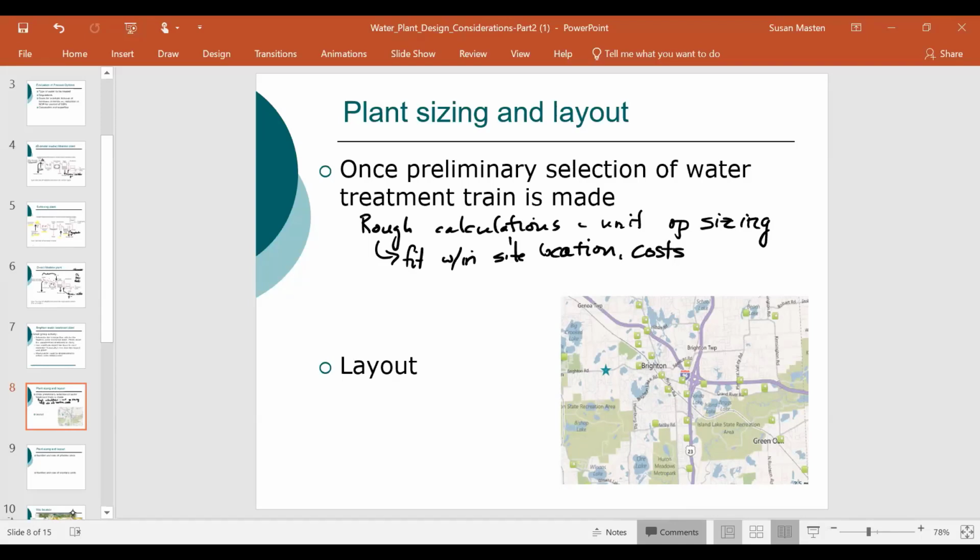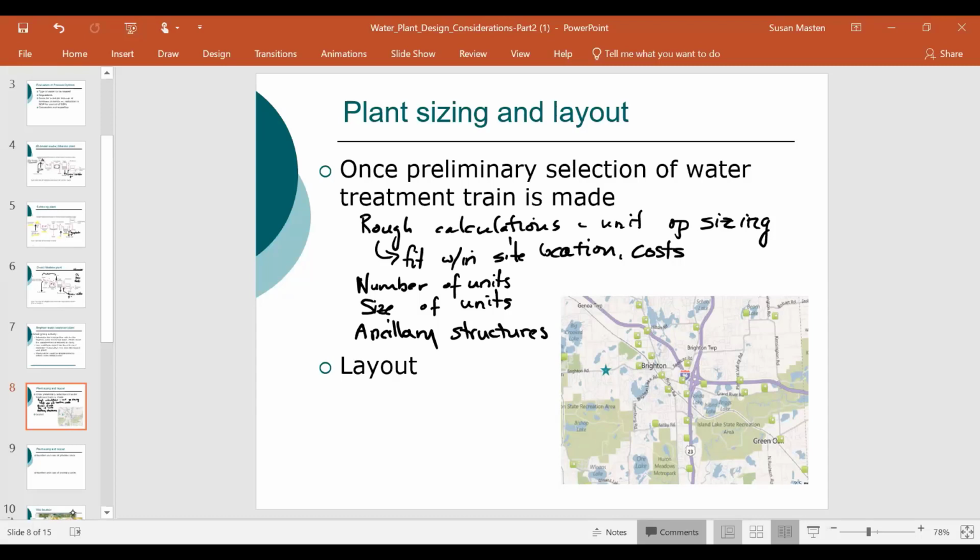So we need to think about the number of units. We'll start thinking about the size of the units, and we will be doing this as part of the preliminary design process that we'll go through. We'll also need to think about, and we'll talk about this a little bit more, what ancillary structures do we need? We'll identify some of those.